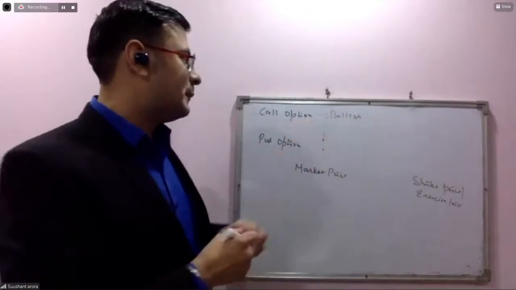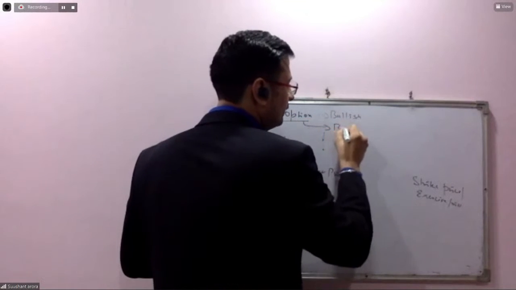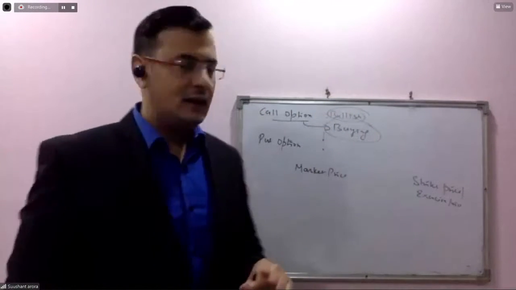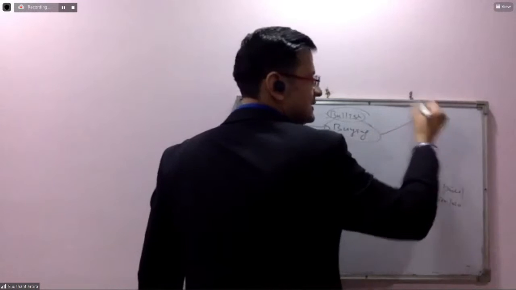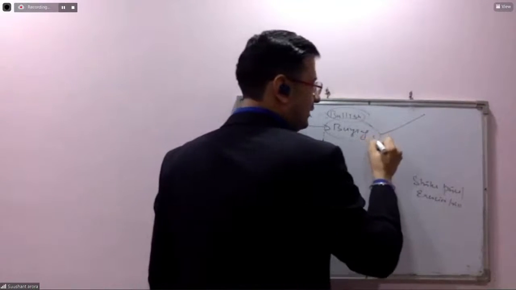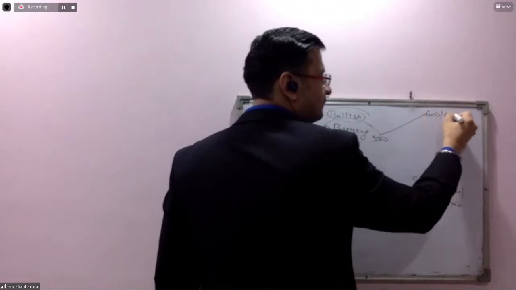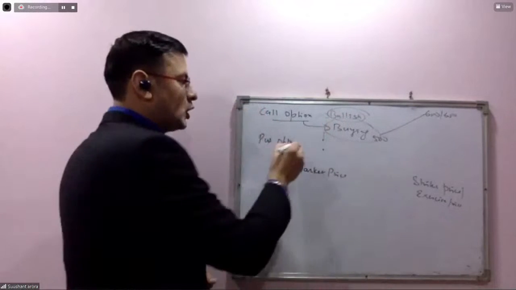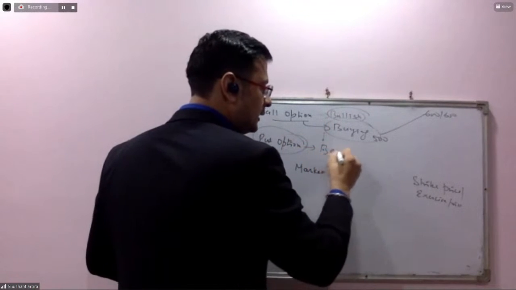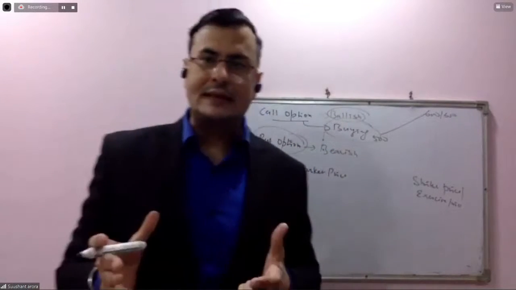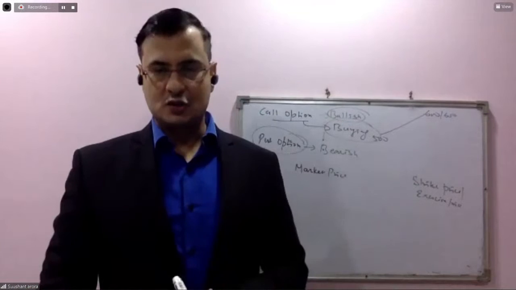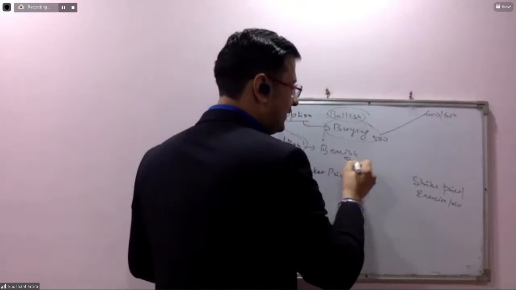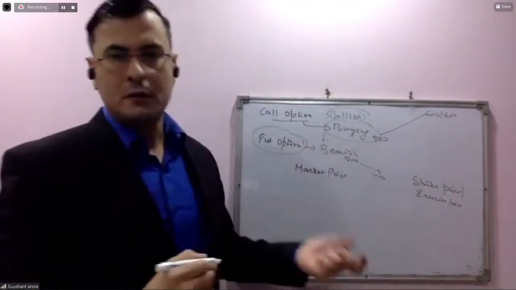So if you are buying a call option, you are bullish on a stock. When will you make money? When the stock price increases from, let's say, 500 to 600 or 650. Then it will be beneficial for you because you are bullish on the stock. If you are buying a put option, then you are bearish on the stock. You are looking at the downside of the stock, and you will make money when the stock price falls. If it is trading at 500, you are anticipating a fall to about 400.